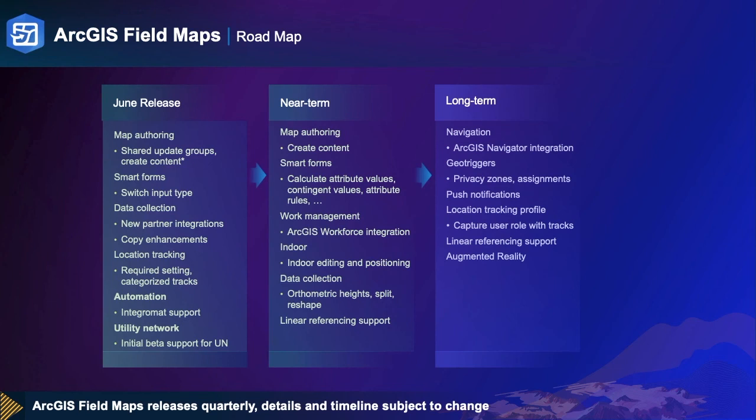A little bit about our roadmap. We talked about what we're working on for the June release, but what's coming next in the near term is some more map authoring capabilities coming into the website, as well as we're always adding to smart forms. We want to be able to calculate attribute values on the fly using contingent values as well as attribute rules. We want to add work management capabilities to the app by integrating all the capabilities of the Workforce app directly into Field Maps.